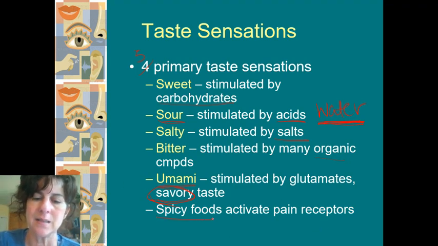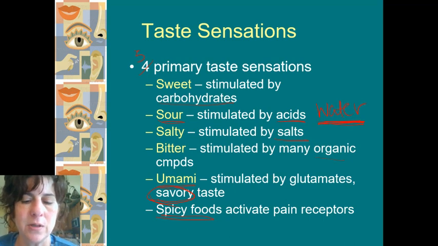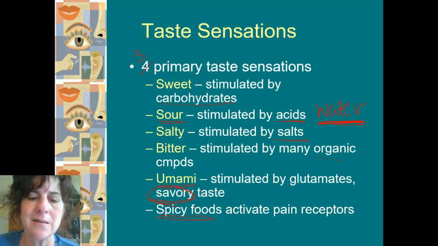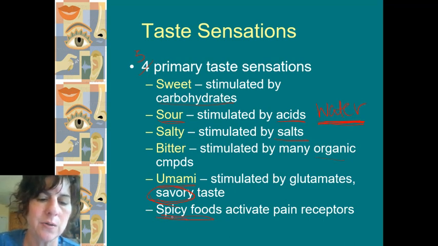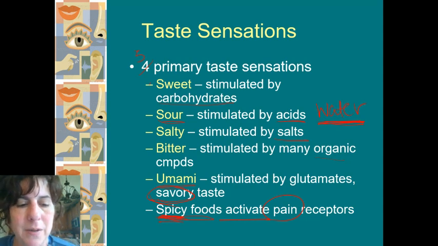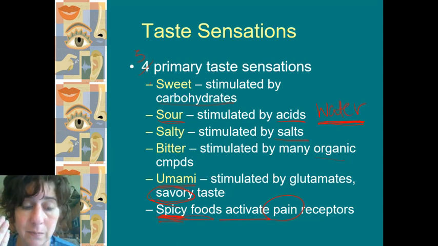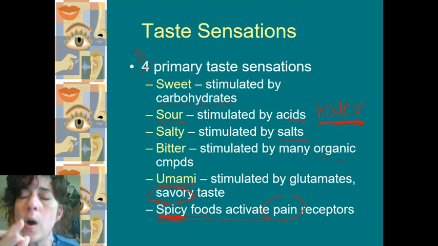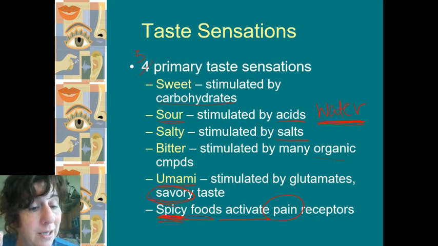Now, spicy is a different thing. If you have spicy foods and you like spicy foods, that has nothing to do with taste. Although the food itself is going to be stimulating one of these other five, depending on what food we're eating, the spicy part itself is really just pain. And what happens when you get pain is you send an impulse to your brain that says, wow, that was really hot, but oh, I like it.